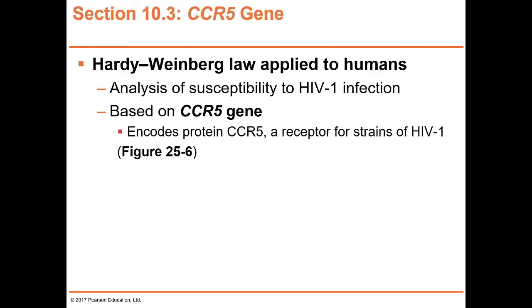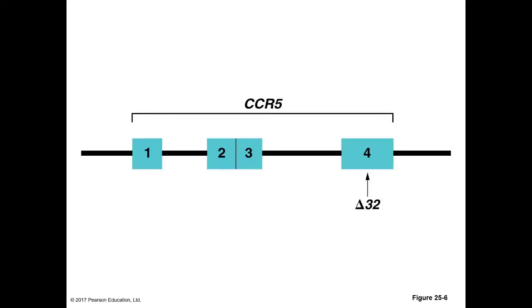So the first example is the CCR5 gene. The CCR5 gene controls your susceptibility to HIV-1 infection. The CCR5 gene encodes the protein CCR5, which is a receptor for strains of HIV-1. So here is the CCR5 gene: 1, 2, 3, 4 introns, and then the last intron is delta 32.